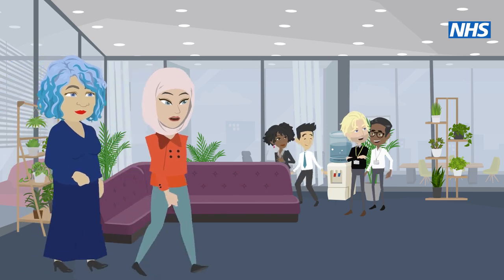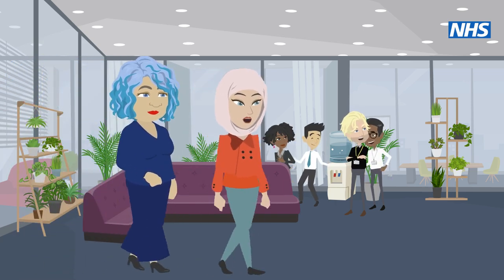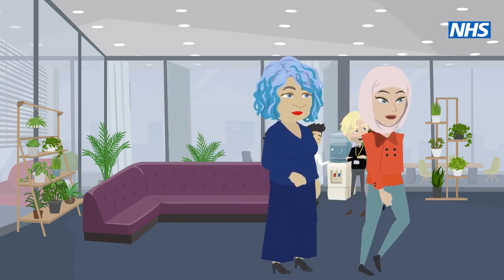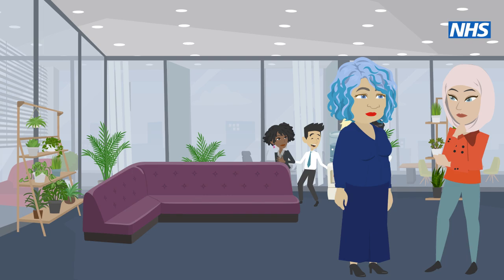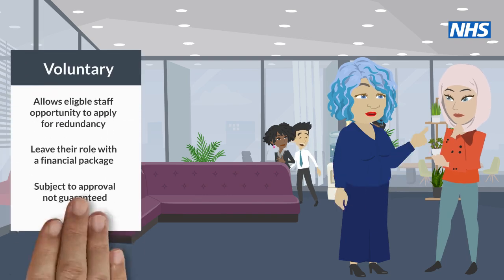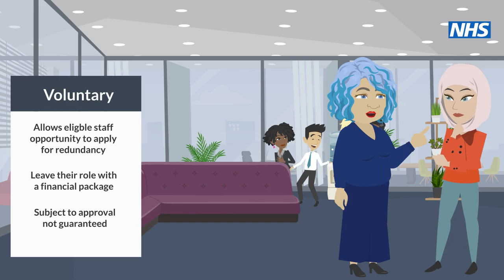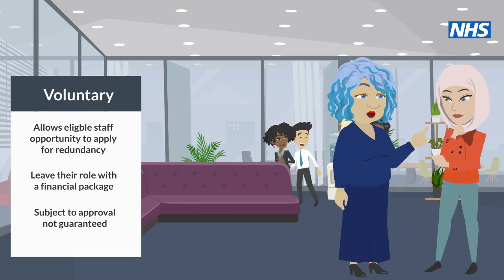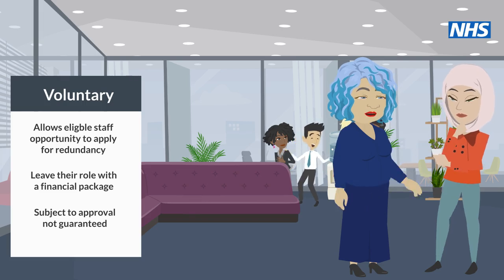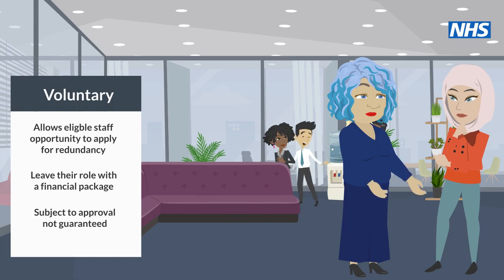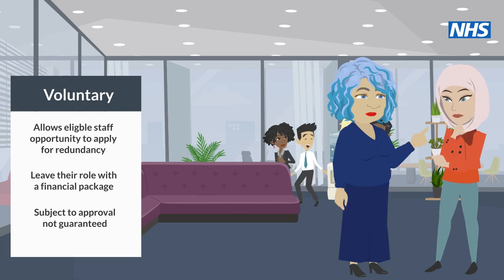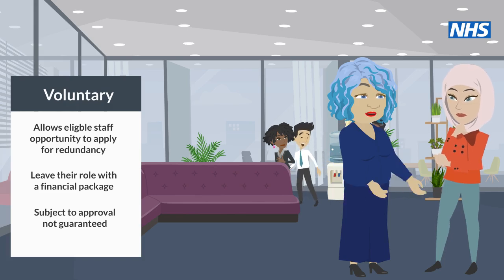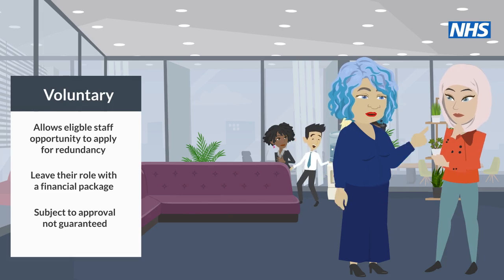I've heard a lot about redundancy, but I'm not exactly sure of the difference between voluntary and compulsory redundancy. Could you explain further? Certainly. Voluntary redundancy, or VR, in the NHS is a formal option offered during organizational change, giving eligible staff the opportunity to apply to leave their role with a financial package when a redundancy situation arises or is anticipated. While employee-initiated, approval is at the employer's discretion and subject to service needs.